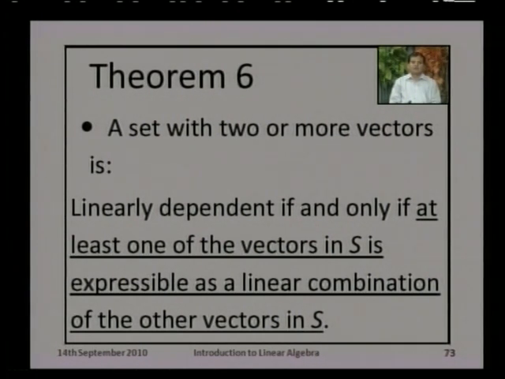Consider a set with two or more vectors. When will they be linearly dependent? If and only if at least one of the vectors in S is expressible as a linear combination of the other vectors in S. If we can do so, then it is linearly dependent. If it is not possible to express any vector as a linear combination of other vectors in S, then they will be linearly independent.